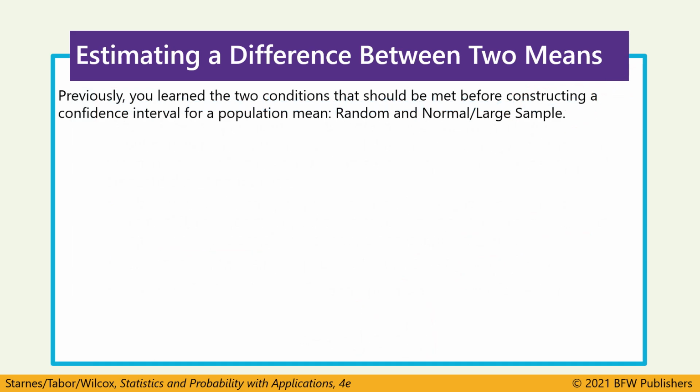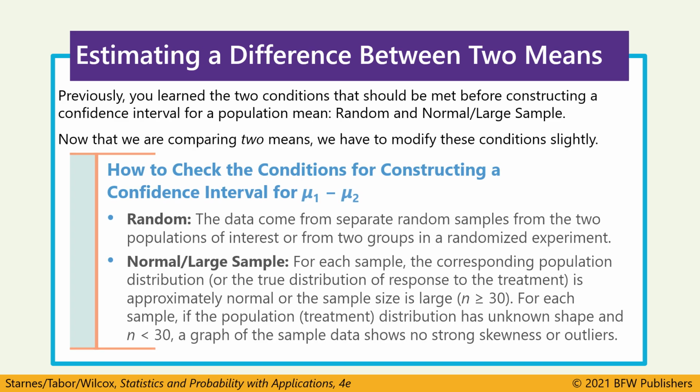Just like last chapter, there are some conditions that need to be met for us to create this confidence interval, and they're the ones we're used to. We need to have a random sample from both of our populations, and we need to have a large enough sample, meaning that either the sample size is greater than 30, or it tells us that the population distribution is approximately normal. Or if neither of those two things are met, we would look at the actual sample data and see, does it look approximately normal in a histogram or a dot plot, etc.